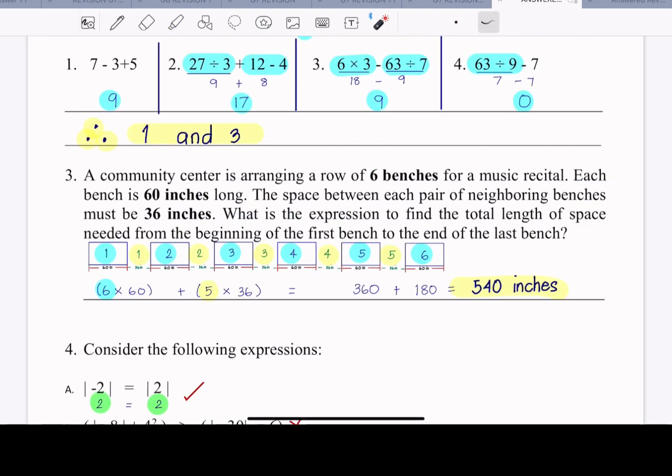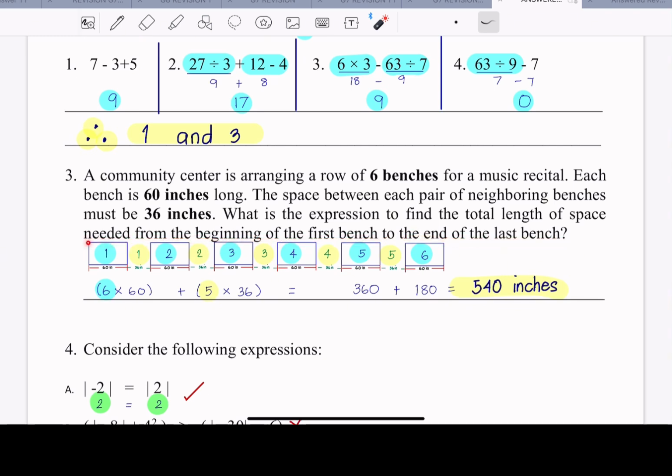Question number 3. A community center is arranging a row of 6 benches for a music recital. Each bench is 60 inches long. The space between each pair of neighboring benches must be 36 inches. What is the expression to find the total length of space needed from the beginning of the first bench to the end of the last bench?